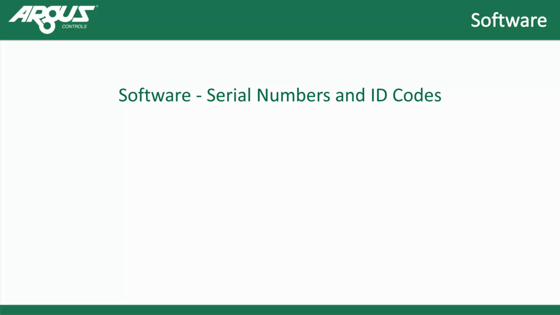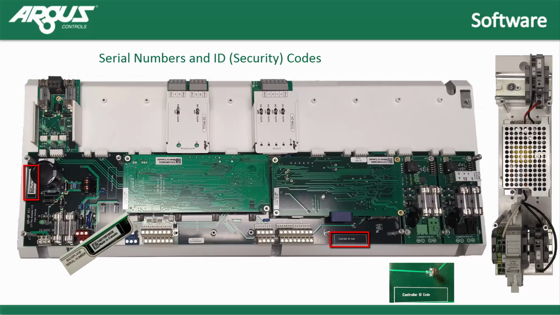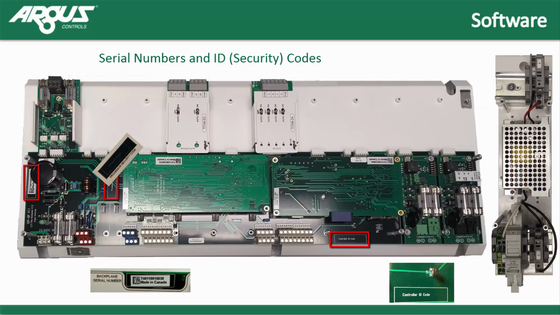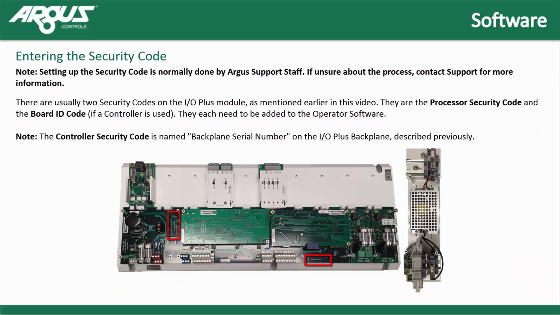Serial numbers and ID codes. There are several serial numbers and a security code included on the IO Plus module: the controller ID code, the backplane serial number, processor security code, processor serial number, controller serial number. Setting up the security code is normally done by Argus support staff. The other codes are normally used for tracking purposes and service events.